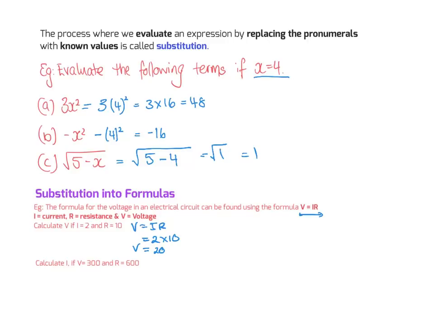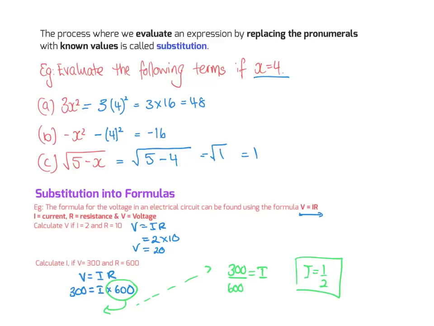Here they might say calculate I. So we write out the formula V equals IR, then substitute what they told me. Well, they said V was 300 and they said R was 600. Because I want to get the I by itself, I'm going to move this over the equal sign. When I do that, it does the opposite. So I get 300 divided by 600 equals I. Then you can simplify that. I simplifies down to a half. Okay, easy.